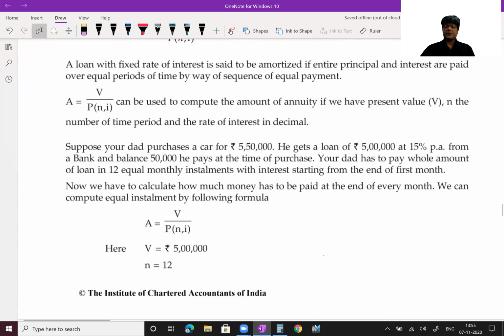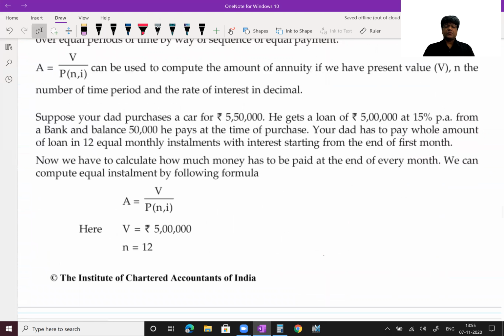Suppose, guys, for an explanation, they have given this. This is not actually a question, it is an explanation, but okay, no problem. Suppose your dad purchases a car for 5,50,000. He gets a loan of 5 lakh at 15% per annum from a bank, and the balance 50,000 he pays at the time of purchase. It is a down payment, guys. 50,000 he will pay immediately.